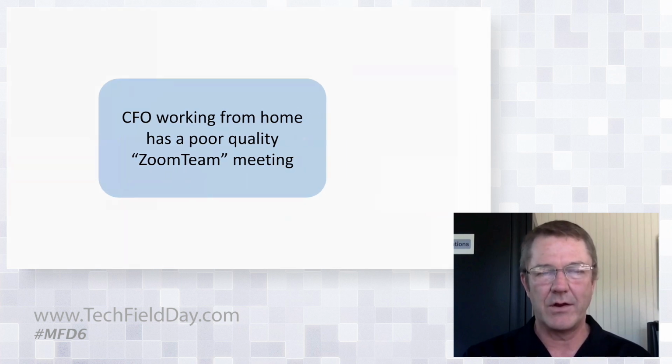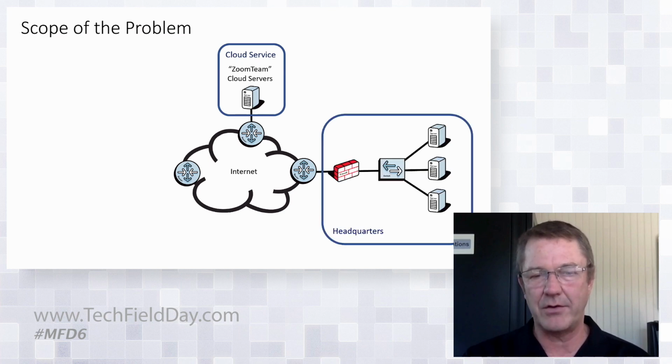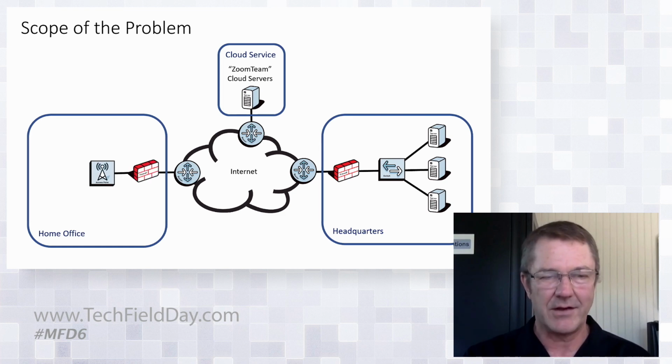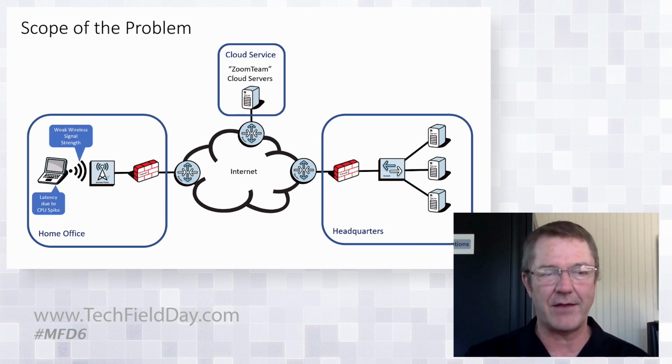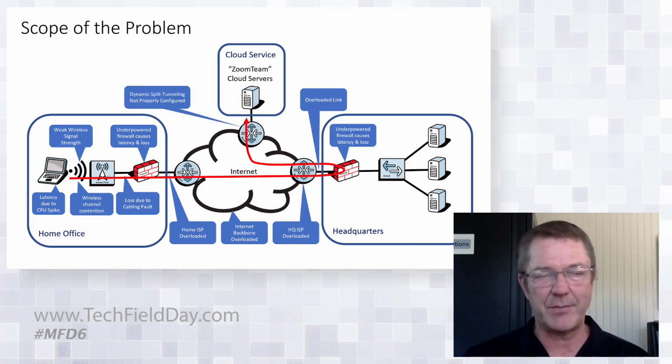What can you do? Well, if you scope the problem out, you have the internet component, you have the Zoom team cloud servers component, you have a headquarters component, you have the user's home office. Inside their home office, they have some $29 brand of firewall, some unknown access point, and then they have their laptop. Now, you're going to have problems from all sorts of different locations because you can have weak wireless signal strength, wireless channel contention in their neighborhood, firewall issues, ISP overload issues, ISP drop issues, split tunneling problems. And so all of these problems make it incredibly difficult, if not impossible, to troubleshoot and help that user solve the problem.